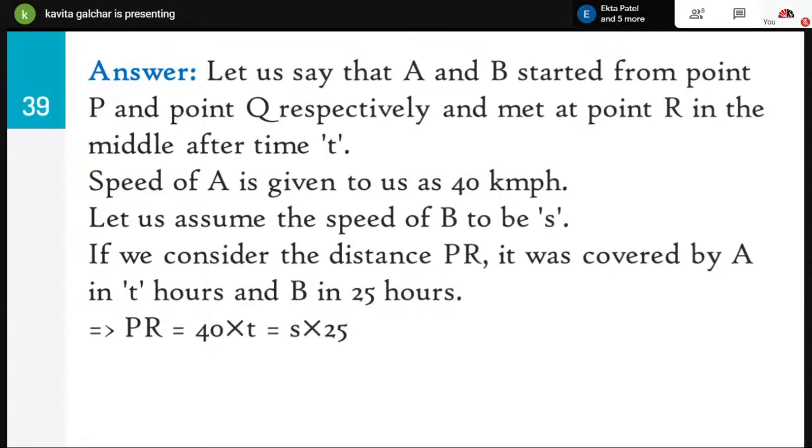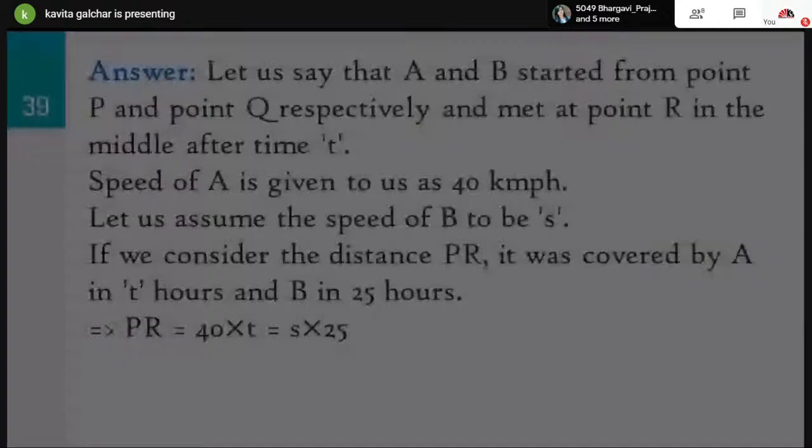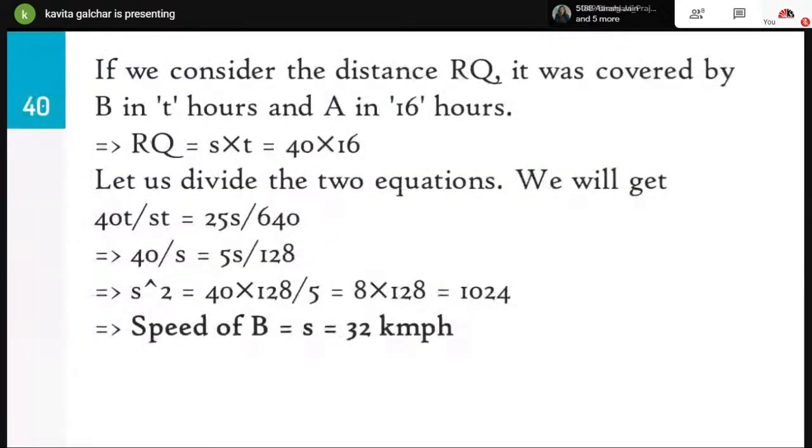If we consider the distance PR, it is covered by A in T hours, and by B after reaching R in 25 hours. Therefore I am getting here 40 into T is equal to S into 25. If we consider the distance RQ, it was covered by B in T hours and A in 16 hours. So RQ distance will be equal to S into T, that is equal to 40 into 16. Let us divide the two equations.